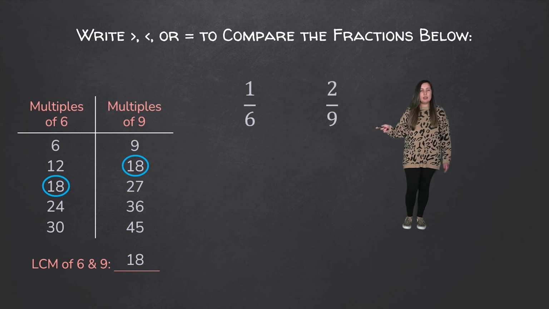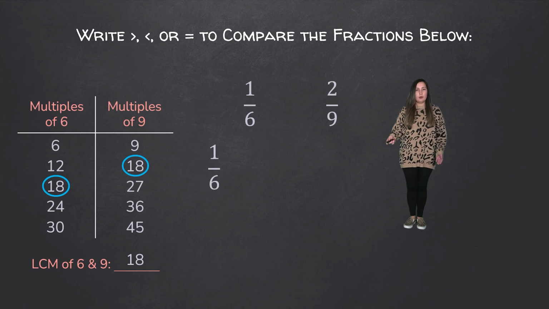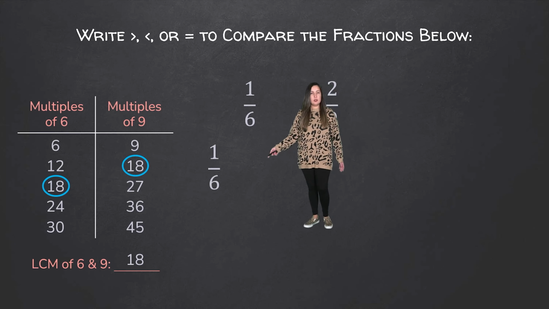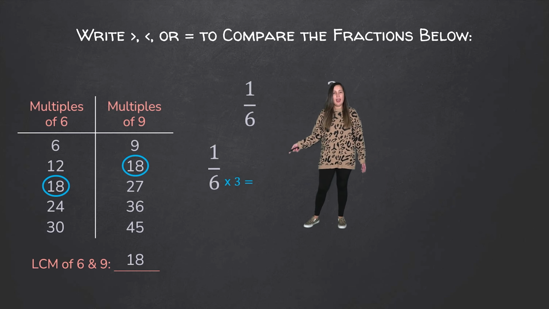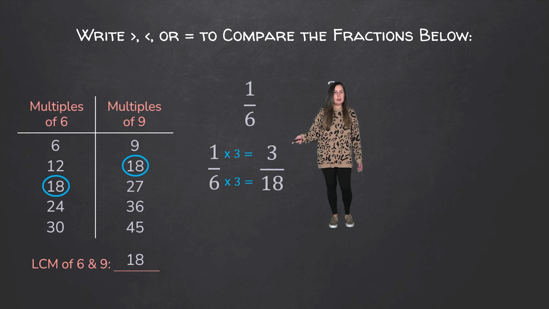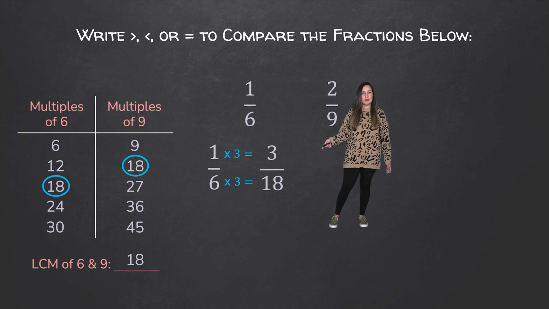And now we're going to make sure that both these fractions have a denominator of 18 so that we could compare. So we're going to take 1 over 6. In order to get a denominator of 18 here, we have to do 6 times 3. And whatever we do to the denominator, we do to the numerator. So we also multiply that by 3. 1 times 3 is 3. 6 times 3 is 18. 1 over 6 is equal to 3 over 18.